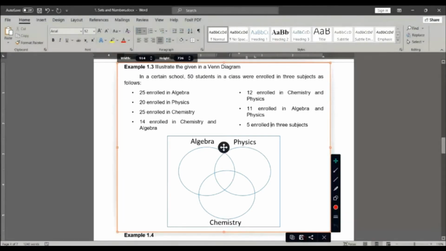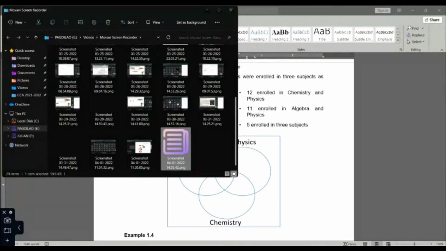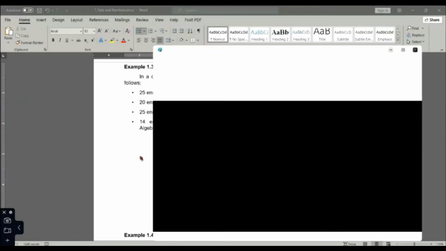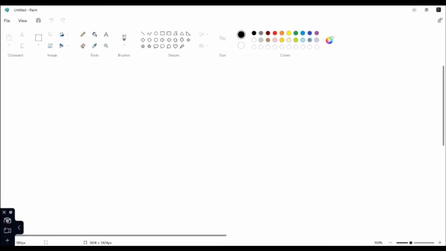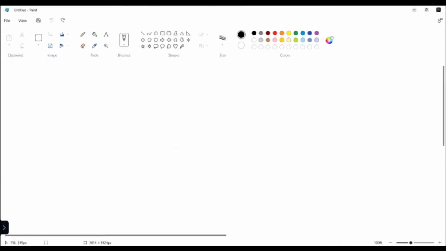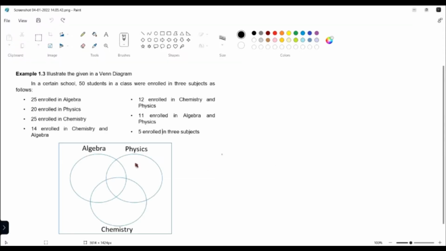Okay, let me copy this first. Ay, ba't ko sinave? Okay, copy this. And let me open our drawing software. Ayan.